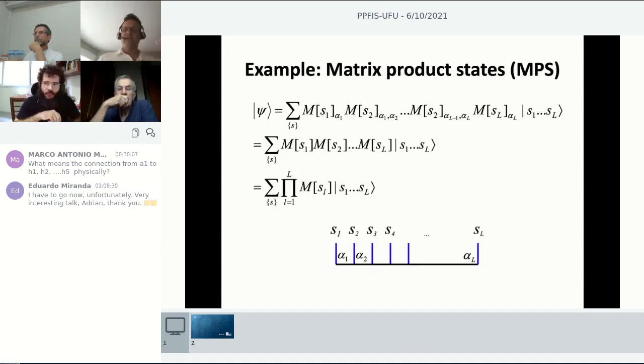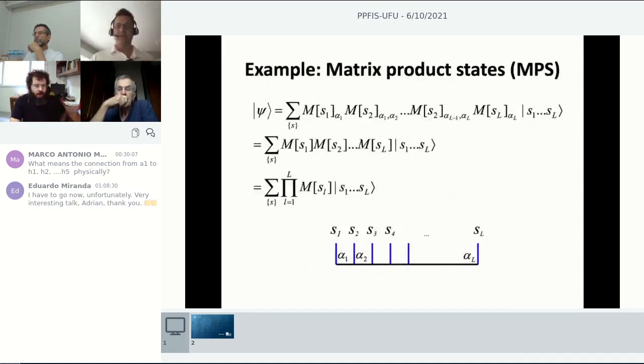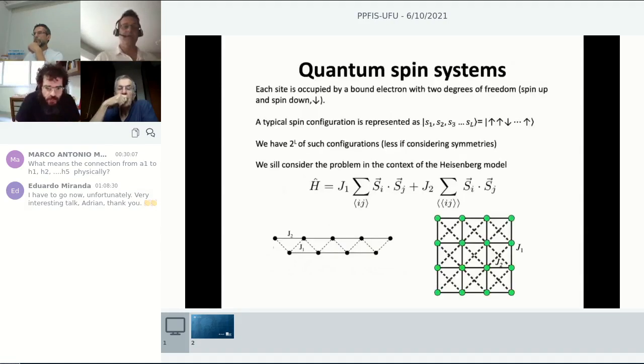So the challenge is actually to go to higher dimensions, and that's why in the past couple of years we have heard a lot about neural networks. So I'm going to give you an overview in a minute. But first, I want to introduce the problem that I'm going to use as a test for showing all the results.